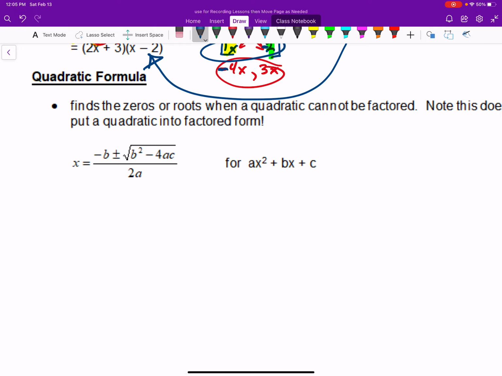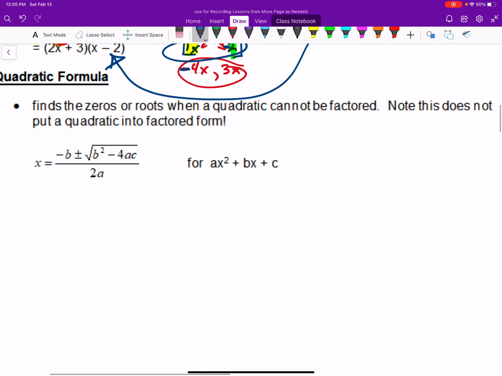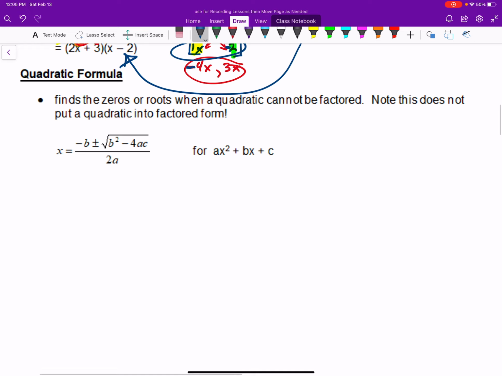Of course, we can use the quadratic formula anytime. I just don't recommend using it all the time. The only time you should use the quadratic formula is if you've looked something over, tried to factor it, and found that you can't think of any factors that work. And so if that's the case, then yes, by all means use the quadratic formula. And we've already used it in this course.